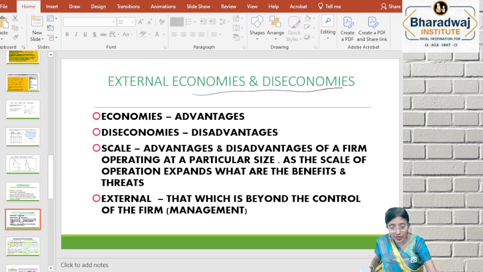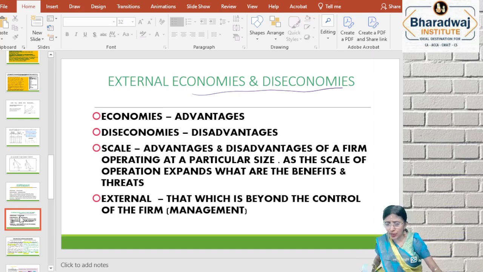What is an economy? Advantage. Diseconomies, disadvantages. Scale is also the same. What is external? That which is beyond the control of the firm. The reason for this advantage or this suffering is not my organization but an external factor. It is not in the control of the management. Are you clear now? So you have to understand the meaning of the terms economies, diseconomies, and scale first. Then apply economies and diseconomies to internal, and apply economies and diseconomies to external. That's how you have to move.